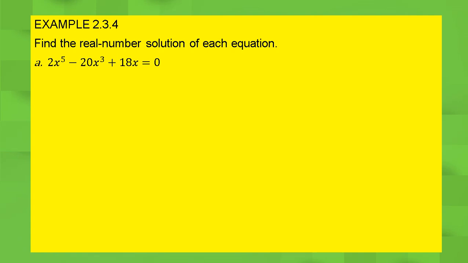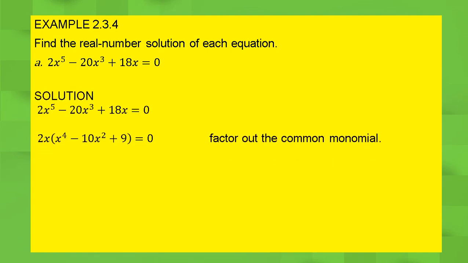Okay, we have 2x to the power of 5 minus 20x cubed plus 18x equals 0. Factor out the common monomial, which is 2x. So there, 2x times x to the power of 4 minus 10x squared plus 9. And then factor the trinomial. Find two numbers that when you multiply, the answer is 9. And when you add, the answer is negative 10. So negative 9 times negative 1 is positive 9. Negative 9 plus negative 1 is negative 10x.